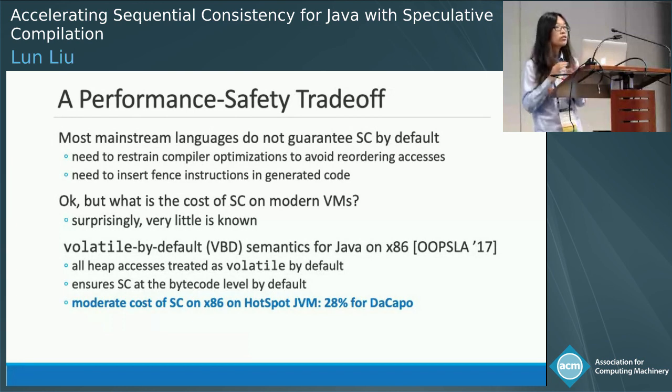We wanted practical numbers, so we chose a production JVM, the HotSpot JVM, which is used in both Oracle's Java and OpenJDK. We implemented these semantics and measured the performance cost on the DaCapo benchmark. From our evaluation, we show that there's 28% overhead on average for the DaCapo benchmark, which is a moderate cost, and much less than people expected.